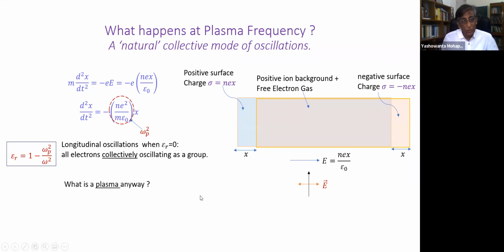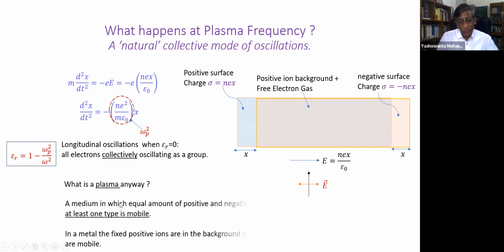And it happens not only in metal, it happens even in free space where there are both electrons and ions. Ions are sluggish and electrons are a lot faster, and it happens between a cathode and anode. There are a lot of uses of plasma. But what is a plasma anyway? A medium in which equal amounts of positive and negative charges are there, not just metal, anything. It happens in stars, wherever, and at least one type is mobile. In a metal, the fixed positive ions are in the background and conduction electrons are mobile.